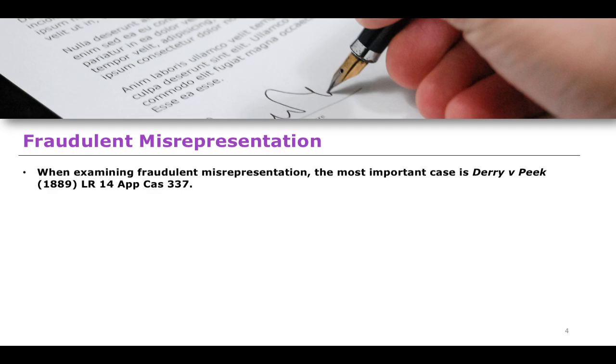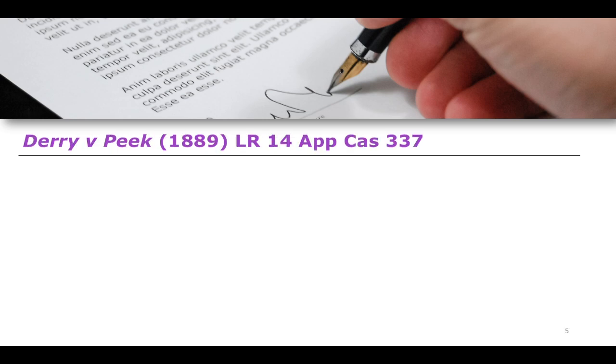And we can look at fraudulent misrepresentation by reference to one of the most important cases in this area. The case that we're going to be referring to is the case of Derry and Peake from 1889. Notice, by the way, that a lot of the cases in contract law are very, very old. A lot of the basic principles of contract law are settled law and have been settled law for many, many years. Just bear that in mind.